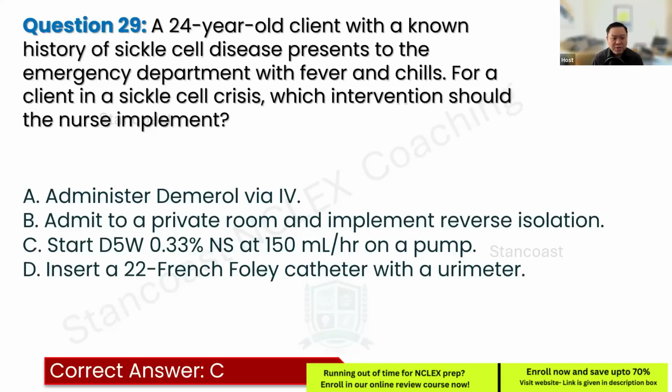Now, for you to answer this question correctly, you need to recall that dehydration can worsen sickling, and it will help guide you in selecting that option that will have that administration of fluid as the best response. Okay. Again, our focus here is the hydration.